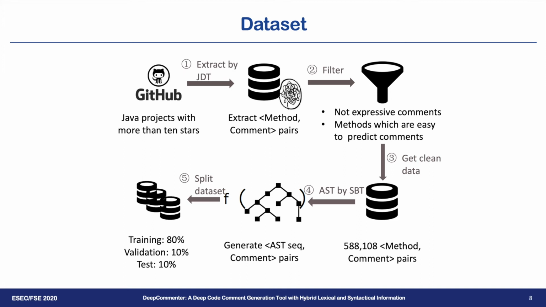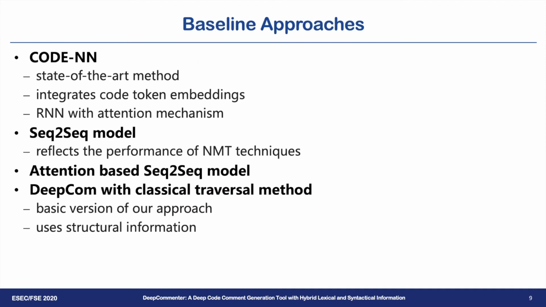The dataset is split into 3 parts. 80% of the pairs are used to train a model, 10% are used to validate, and the rest are used to test. We compared our tool with 4 baseline approaches. The first is CodeNN, which is one of the state-of-the-art methods. It integrates code token embeddings and uses an RNN with an attention mechanism. The second one is the sequence-to-sequence model. The third one is the attention-based sequence-to-sequence model.